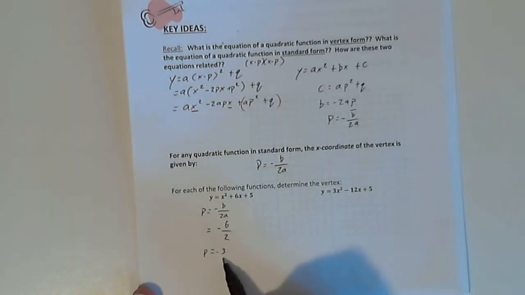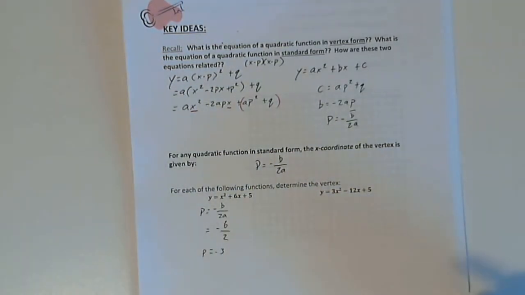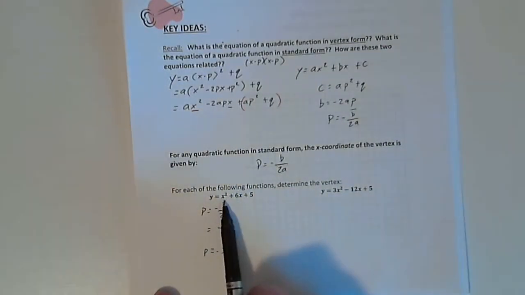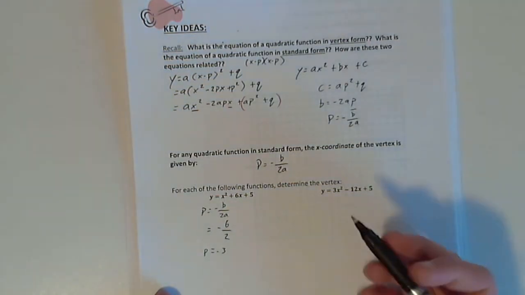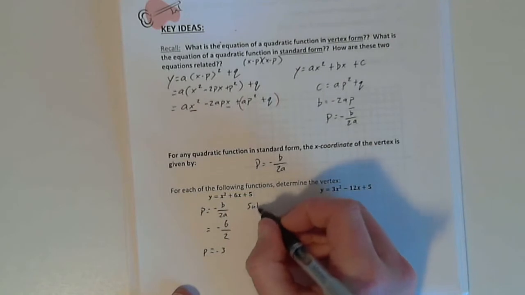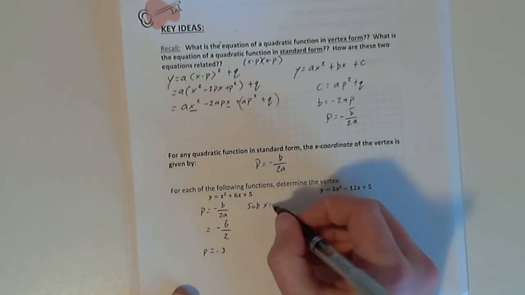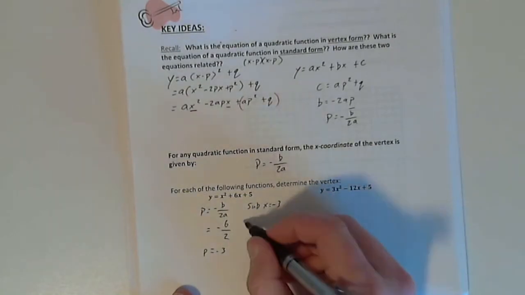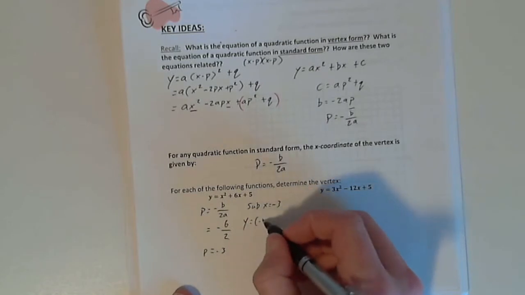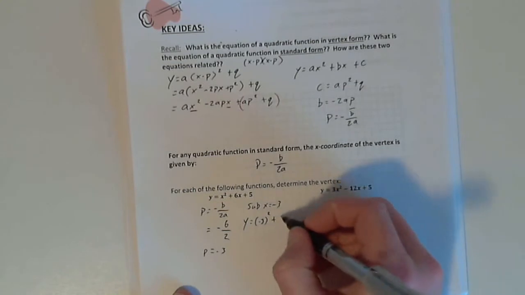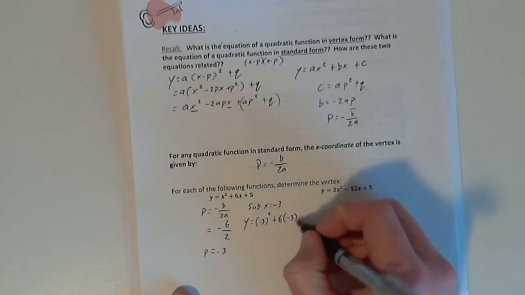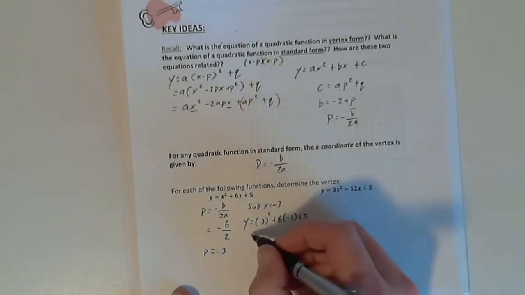Now we have the x value of the vertex, but we want to know the whole vertex. So what we want to do there, since we already know the x value of it, all you actually have to do is sub that into the formula to find what the y value would be at that point. So sub x equals -3. So y is equal to (-3) squared. Always sub in with brackets because the whole thing needs to be squared. Plus 6 times -3 plus 5.